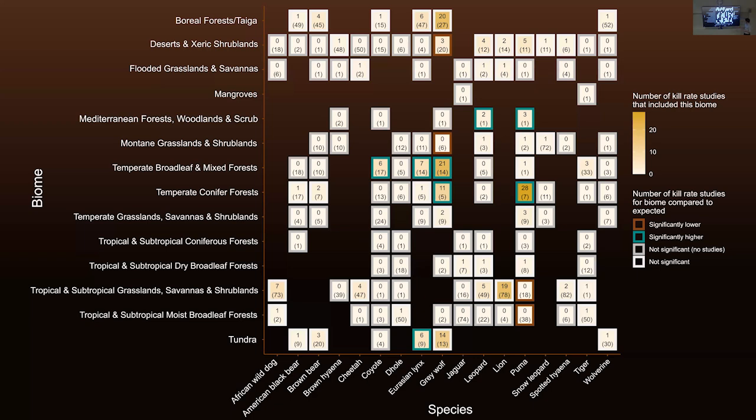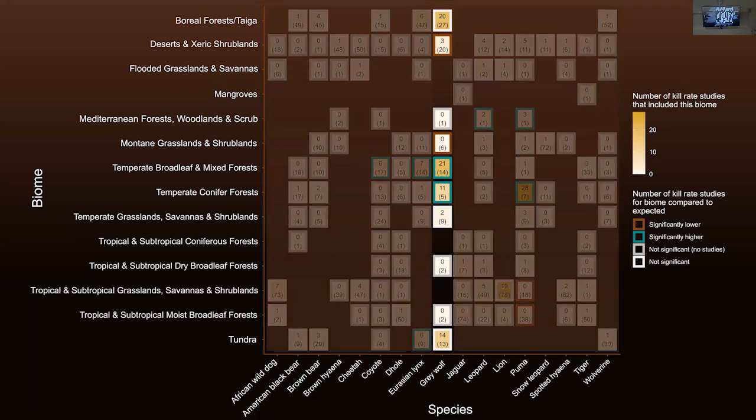If we look at a couple in isolation, grey wolf, for instance, you can see in the middle, 21 studies in temperate broadleaf and mixed forests, and they only make up 14% of the global distribution of grey wolves. Whereas at the top of the brown box, that's indicative of less than expected studies: 3 studies in deserts and xeric shrublands, despite it making up 20% of their global distribution. And I think from memory, most of that is across Asia, where it hasn't been studied, and grey wolves occur in those areas.